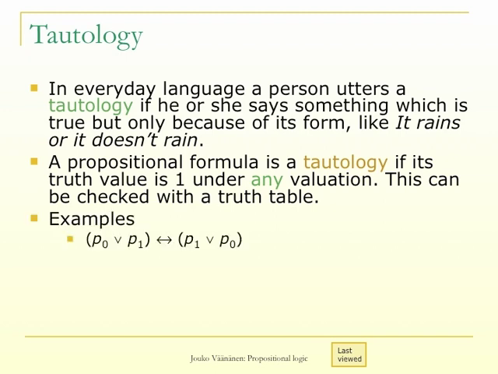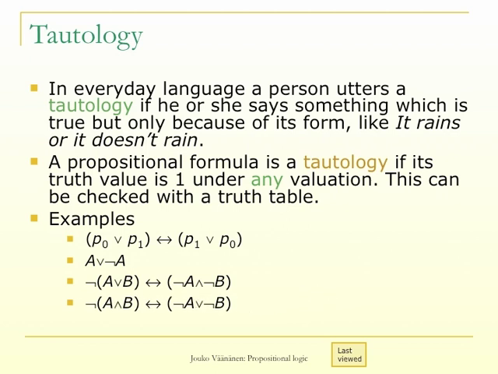Examples. The following are examples of tautologies. (P0 or P1) if and only if (P1 or P0). A or not A. Not (A or B) if and only if (not A and not B).